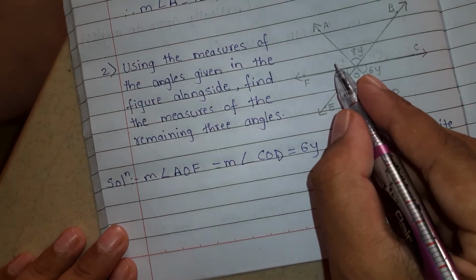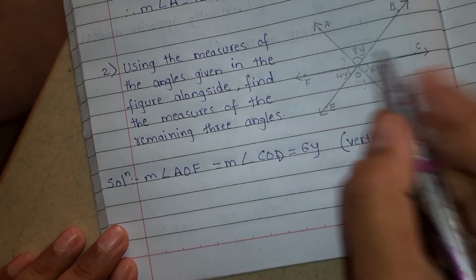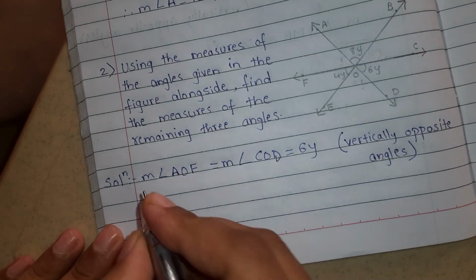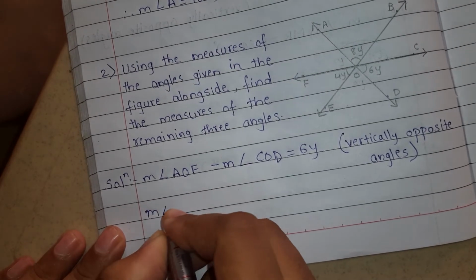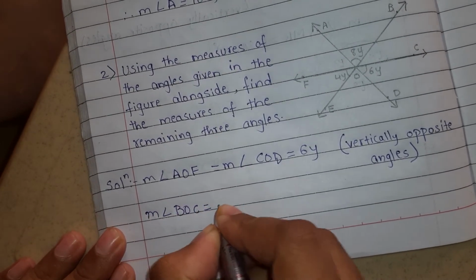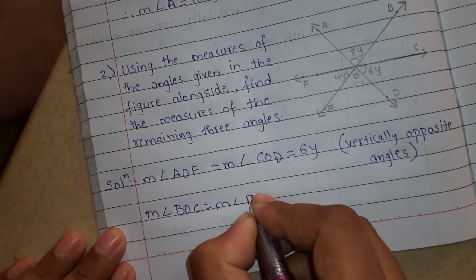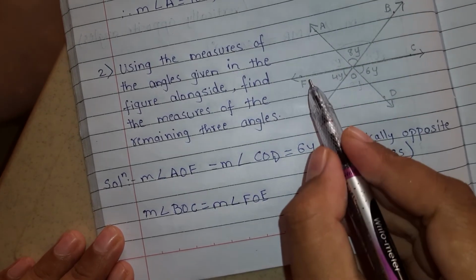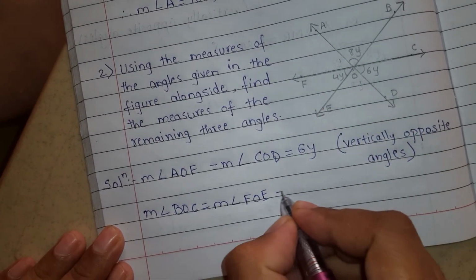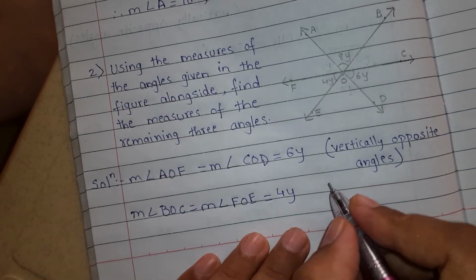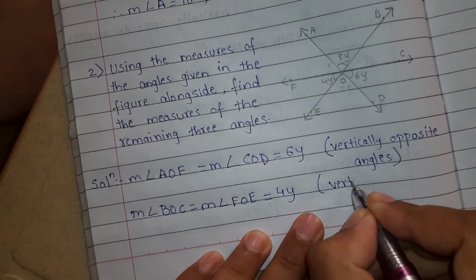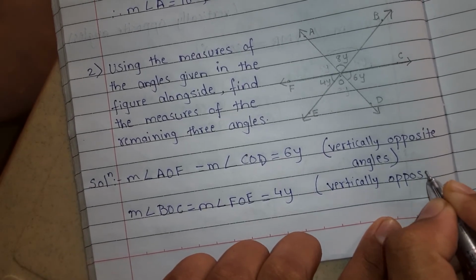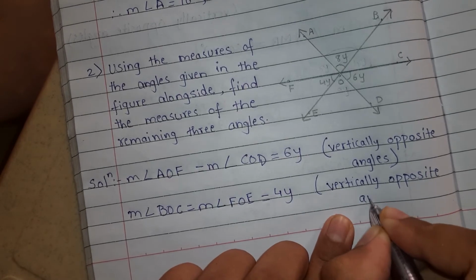This is 6y. Also this is 4y. So we will write the reason of this also. Measure angle BOC is equal to measure angle FOE, which is equal to 4y. Again the reason is vertically opposite angles.